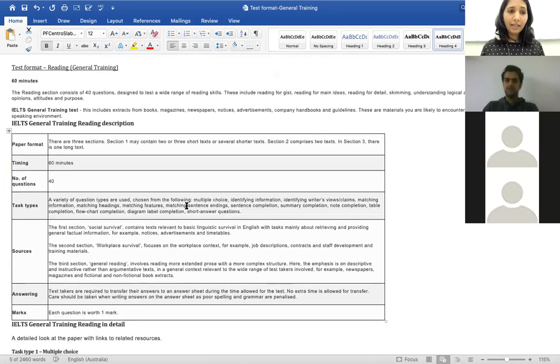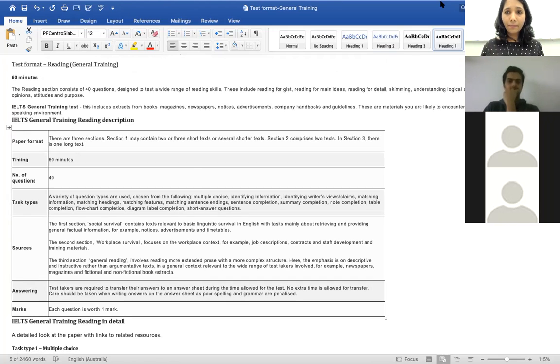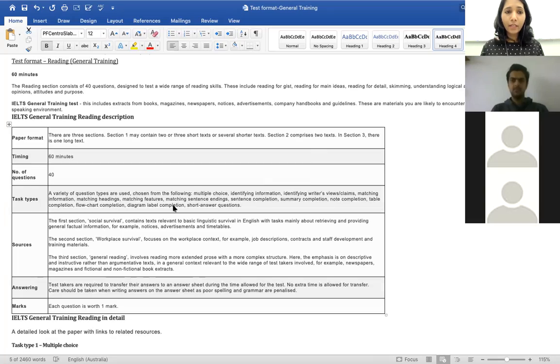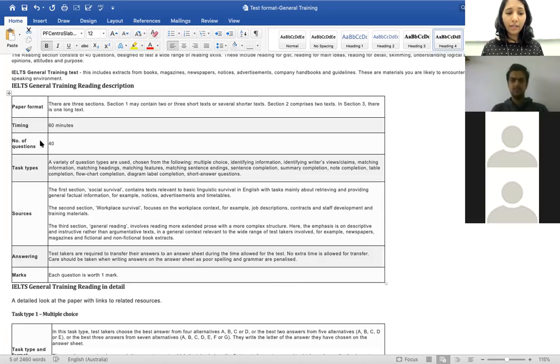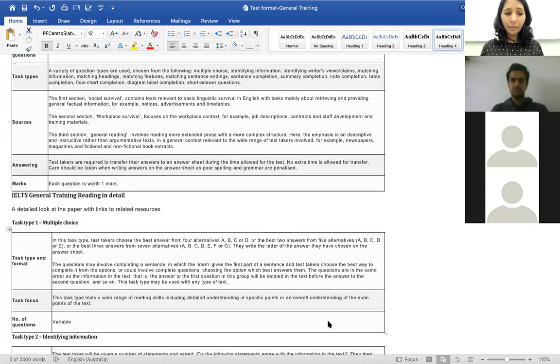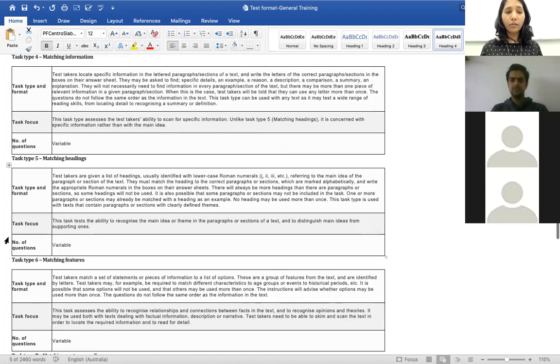So these are the 11 types of reading questions. I think I've attached this on chat. Have you guys got this? Yes? Everybody? It's in the chat, so you can access it from there. When you're practicing, you will be able to check, okay, have I done this properly? Have I practiced this type of question? You will know.